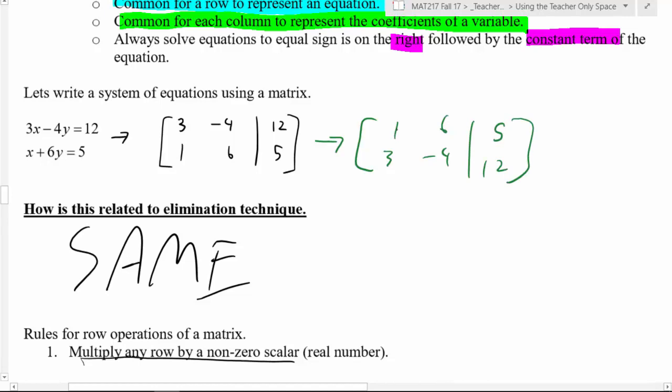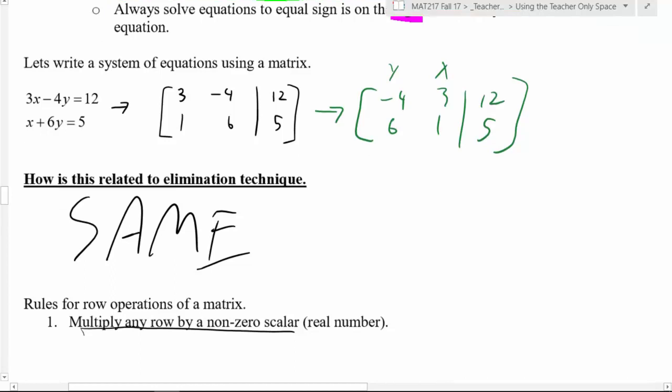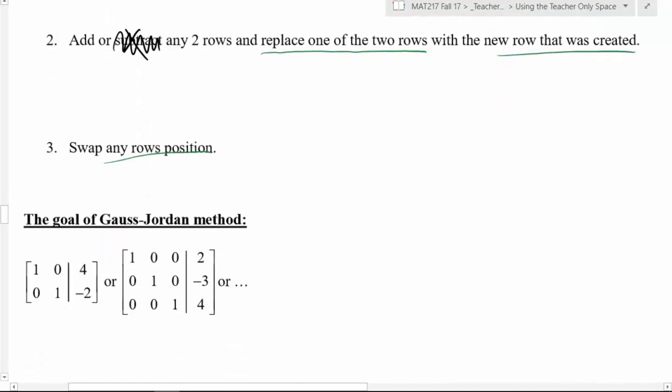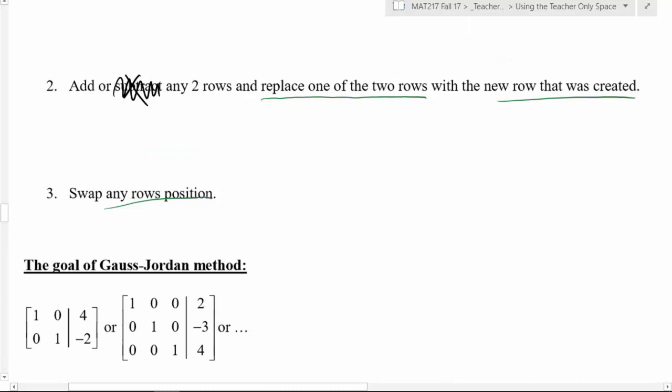The other fun thing you can do is you can also swap your columns. There's no reason x has to come first. We wrote it that way because it's alphabetical order. So you absolutely could write it this way if you wanted to. You just have to remember now that your y's are first, your x's are second, and then your equal signs are the 12 and the 5. Note, you can't move those. Those must stay on the right. Okay, that's it. It's not a big deal.